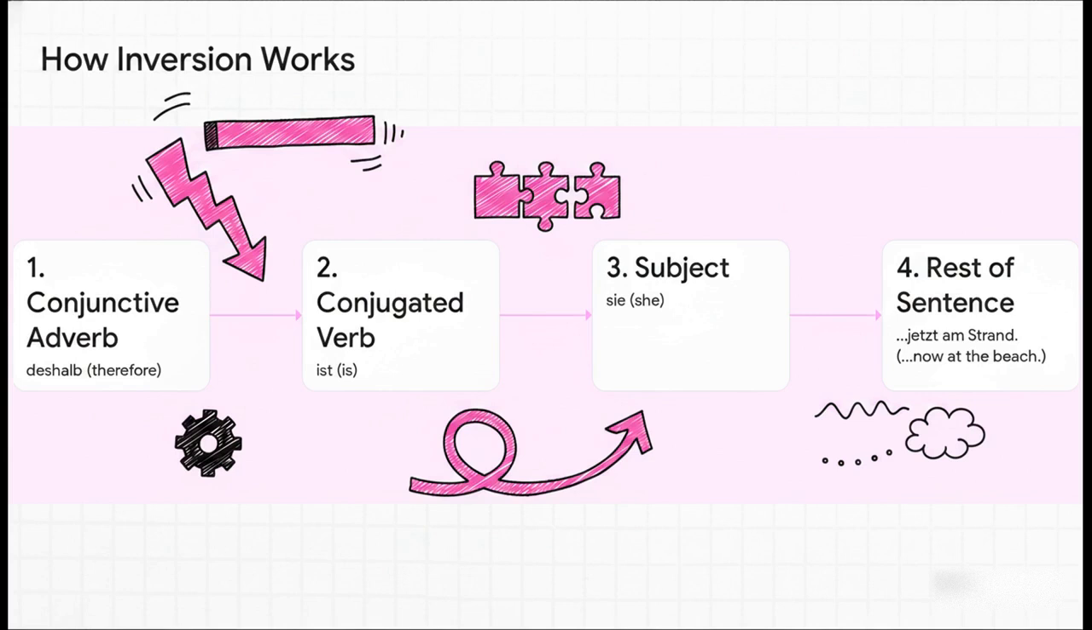In position 1, you have the conjunctive adverb, like deshalb. Then, because the verb must be in position 2, you get ist. And that leaves position 3 for our subject, sie. Adverb, verb, subject. That's the inversion pattern right there.